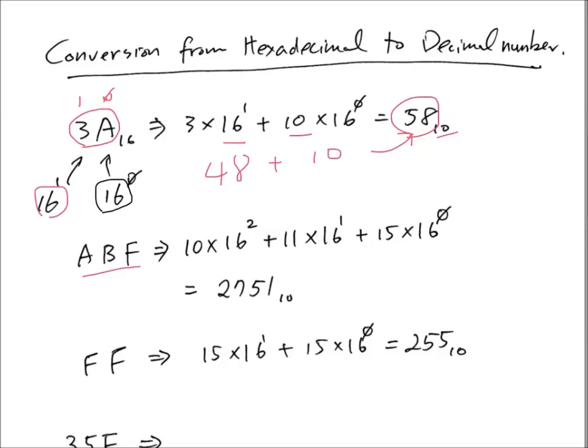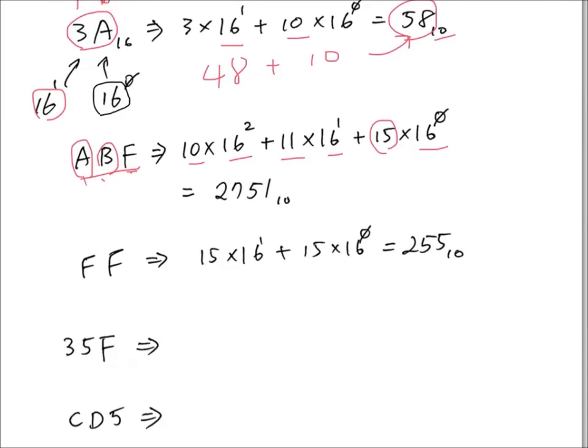How about this ABF? Again, we start from 0 for exponent, so 0, 1, 2. So it's going to be 16 to the second power, and A has a numerical value 10, so 10 times 16 to the second power. And B has a numerical value of 11, so 11 times 16 to the first power. F has a numerical value 15, so multiply that by 16 to the 0th power. If you add these numbers, you will have 2751 in decimal.